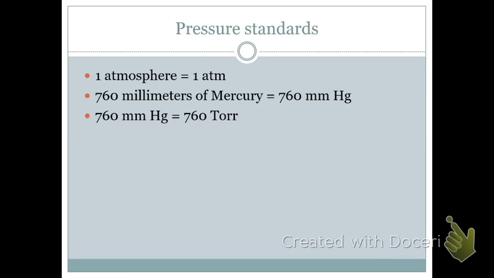The gentleman who used the millimeters of mercury, we gave credit to him, so his name was Mr. Torr. So we also use 760 torr. So whether you see 760 in millimeters or you see it in torr, they're pretty much the same.